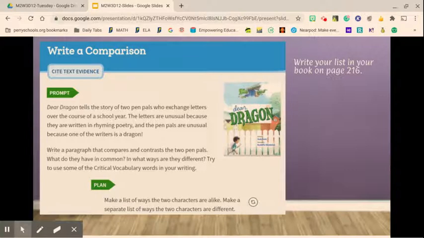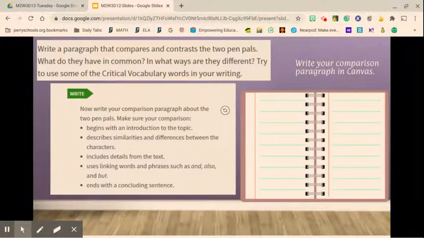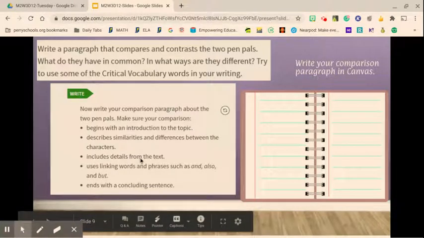So in your book, you're going to plan by making a list of the two characters and how they are alike, and then make a separate list of how they are different. After you have made your list in your book, you are going to go to the Canvas assignment, and you are going to actually write your paragraph there. So make sure that you begin with an introduction to the topic. You're going to tell me how they are alike and different, and then use some details from the text. After you complete that, you will be going to eSpark and completing a quest there.